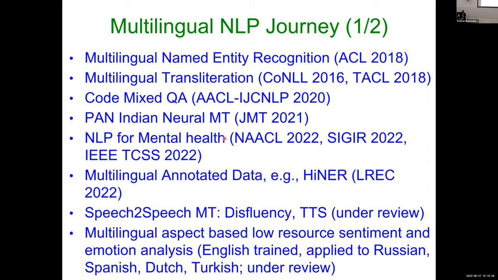We try to investigate the utility of natural language processing for mental health tracking. And of similar kind is adverse drug reaction tracking on the social media posts that patients write when they take a drug. Multilingual annotated data was released in the recently concluded LREC. Speech-to-speech machine translation, we are part of a very large Government of India funded project. And there we study text-to-speech, disfluency, and these kinds of activities. And multilingual aspect-based low-resource sentiment and emotional analysis is a piece of work which is under review now. So this really covers a large landscape of natural language processing, always keeping Indian languages and many other languages in focus, which is multilingual computational work.